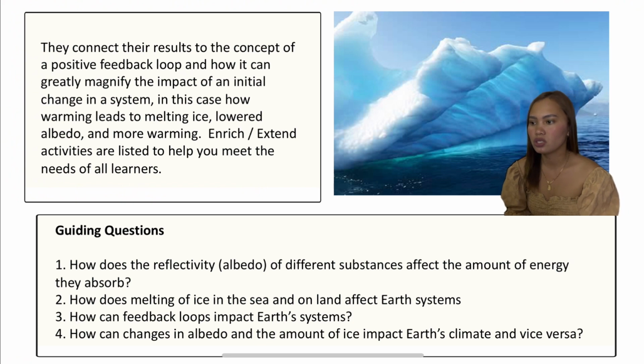And guiding questions. First, how does the reflectivity or albedo of different substances affect the amount of energy they absorb? Second, how does melting of ice in the sea and on land affect Earth's systems? Third, how can feedback loops impact Earth's systems? Fourth, how can changes in albedo and the amount of ice impact Earth's climate and vice versa?